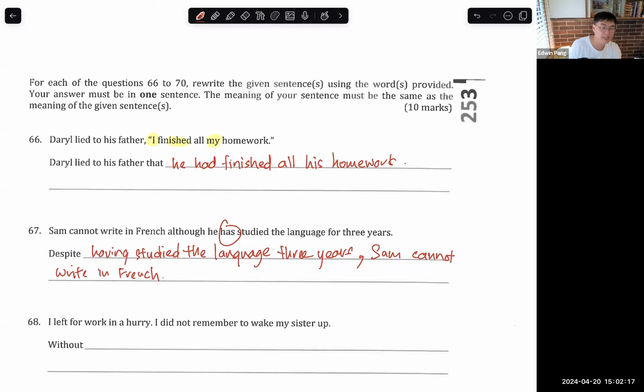Despite the fact that. But I don't like that answer because, again, it kind of breaks synthesis rule number 5, which is the answer cannot be longer than the question itself, right? The fact that adds length to it. So I'd rather not. But it's technically acceptable. So if any of you wrote despite the fact that he has studied the language for 3 years, comma, Sam cannot write, that's fine.